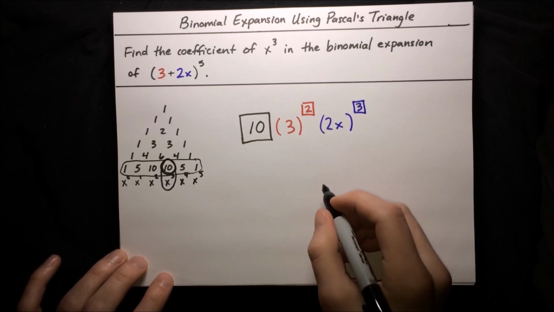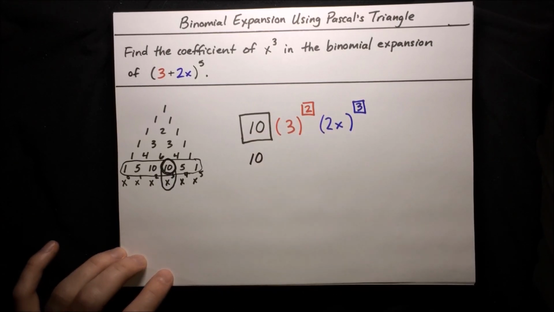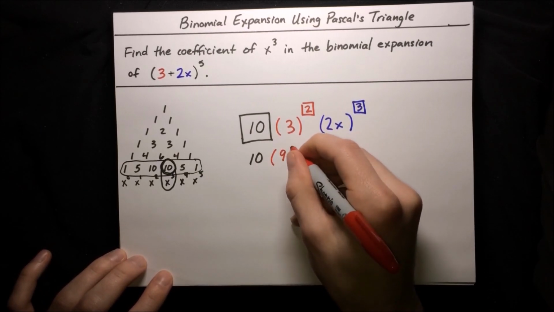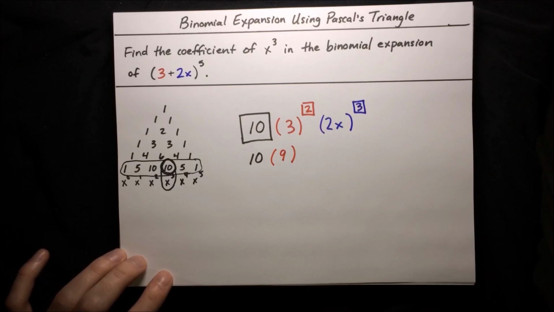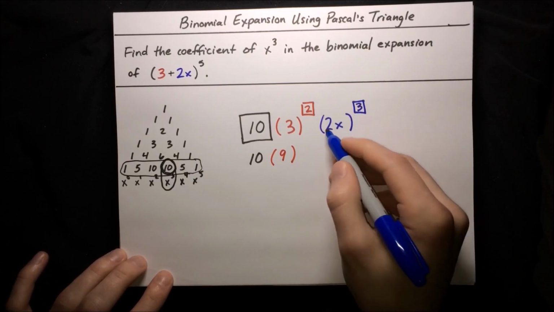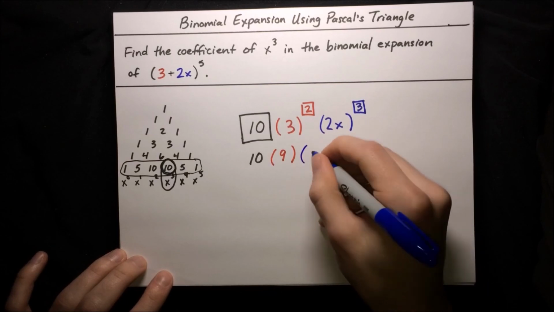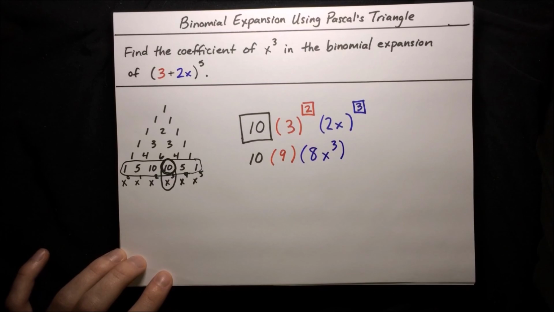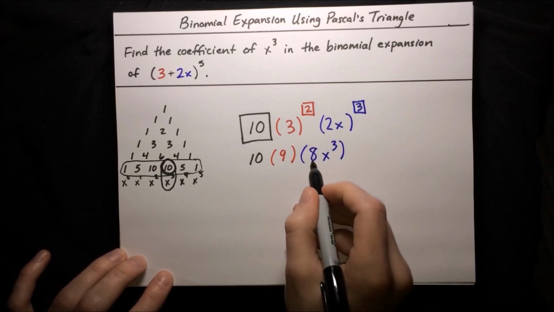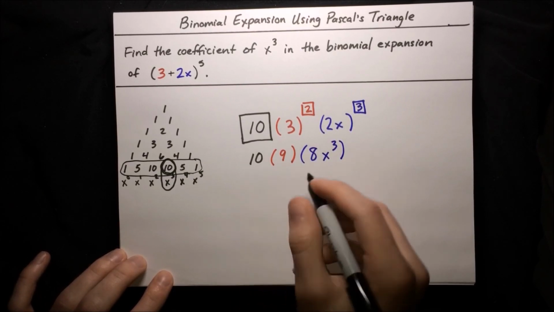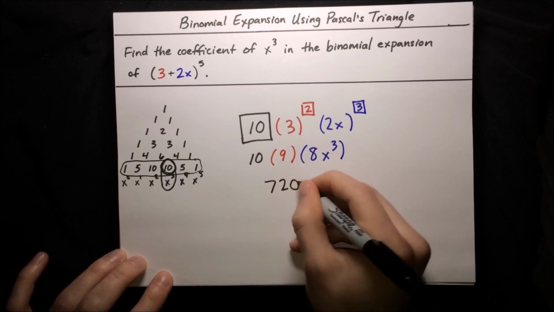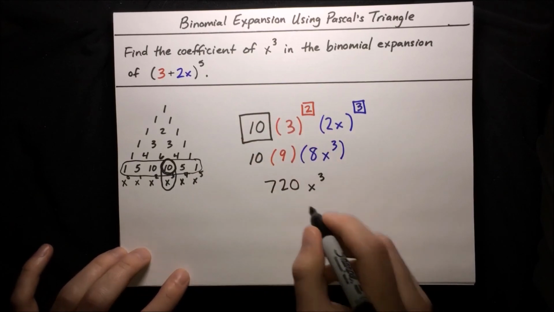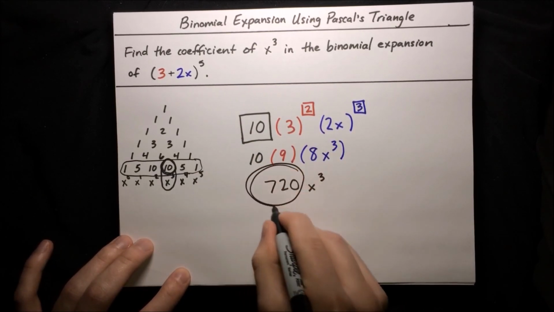And now let's just multiply it out. So this is 10 times 3 squared, which is 9. And then 2x to the third, well, 2 to the third is just 8. And then we've got x to the third. And if we multiply this out, 9 times 8 is 72, then times 10 is 720 x to the third. And we want the coefficient of the x to the third. So this is our answer here, 720.